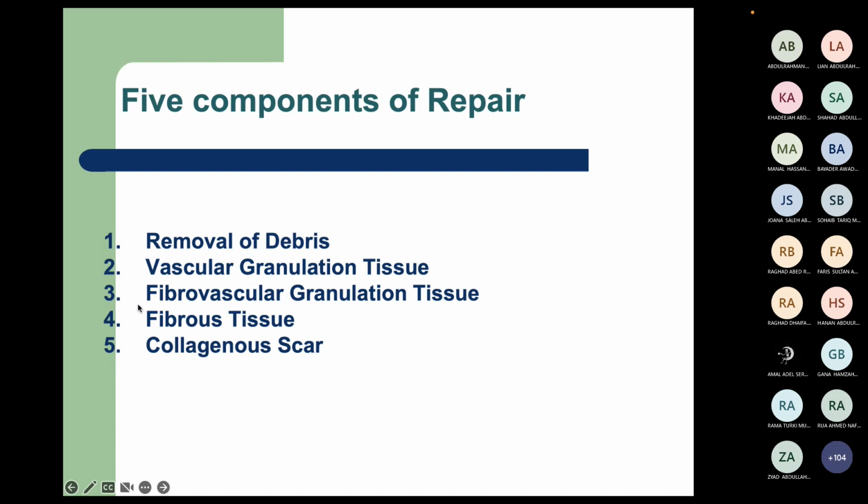The third step, they call it fibrovascular granulation tissue, meaning there are fibers and there are blood vessels also. This is something extra which is not in your textbook. Some people have made these slides, so that is why I'm not removing it, because it was in the original file. The fourth step is fibrous tissue, and finally collagenous scar. I don't see the difference between the two. Fibrous tissue and collagenous scar, at least I cannot differentiate by definition, theoretically or practically. So fibrous tissue is stage 4 and collagenous scar is stage 5.